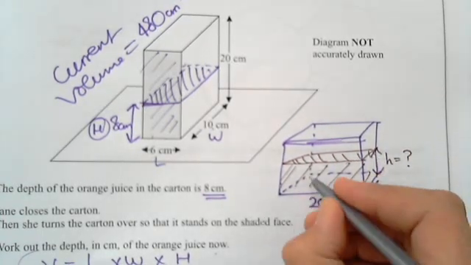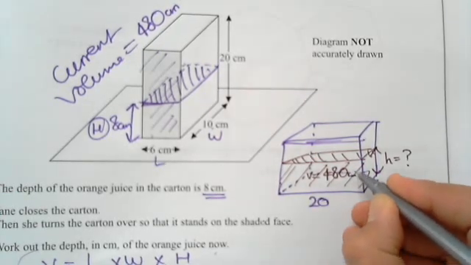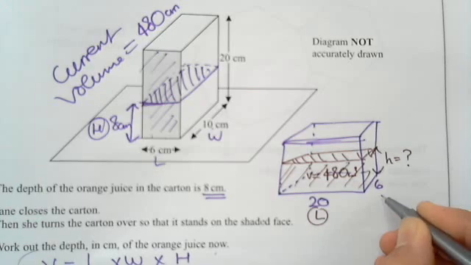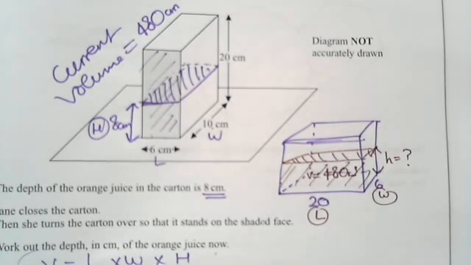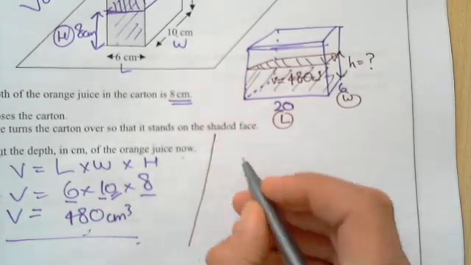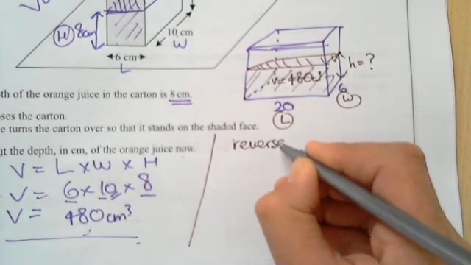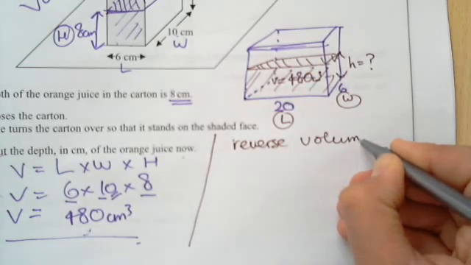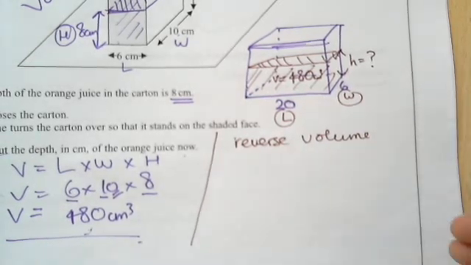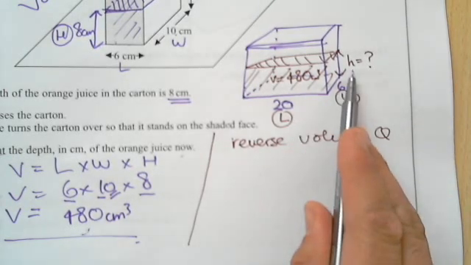So now, the volume is fixed at 480 centimeters cubed. We know the length, we know the width, but we don't know the height. So I call these kind of questions a reverse volume question. A reverse volume question meaning that we start off with the volume, you've got to work out one of the original values.